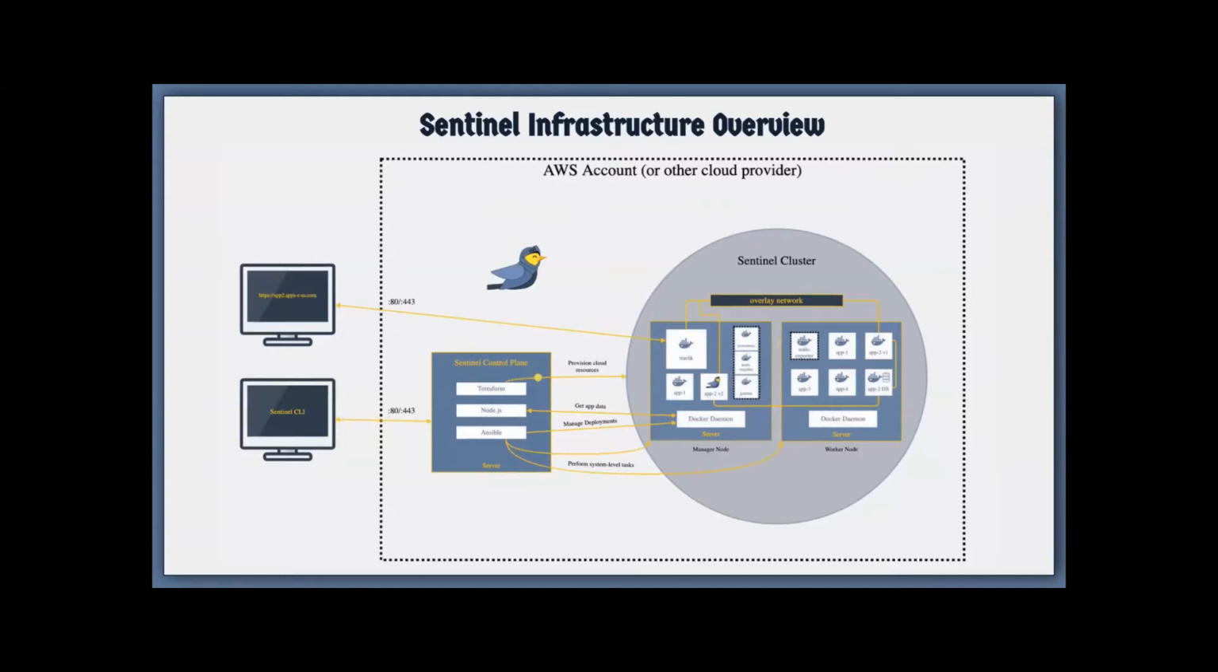So if you look where the ball is headed now, it's going from Terraform on the control plane to the Sentinel cluster. The cluster is comprised of the servers that actually host our users' applications. When a user needs a new compute instance, they just run a command from the CLI, and the control plane creates it using Terraform.